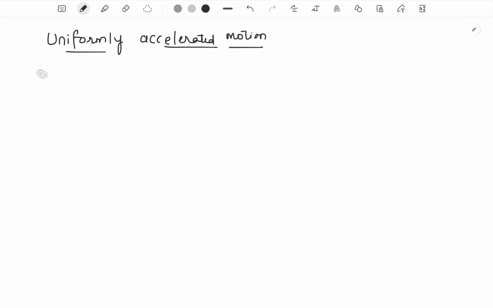Okay, so when is a body said to have uniformly accelerated motion? We say it's uniformly accelerated if the acceleration of the body is constant. So basically, if it has the same magnitude and direction, or if acceleration doesn't change with time, then the body is said to have constant acceleration, or to be undergoing uniform acceleration. Okay, let's say that constant acceleration is given by a.